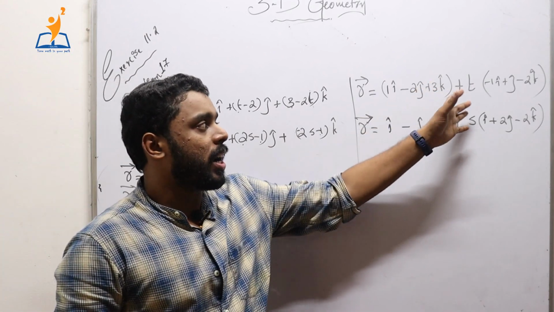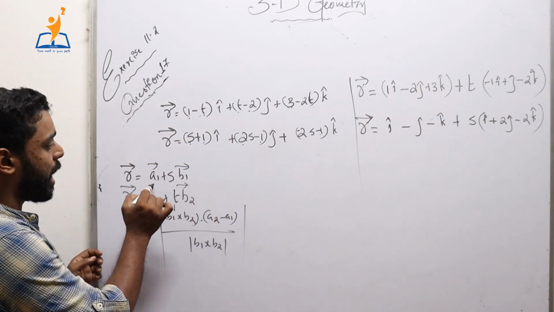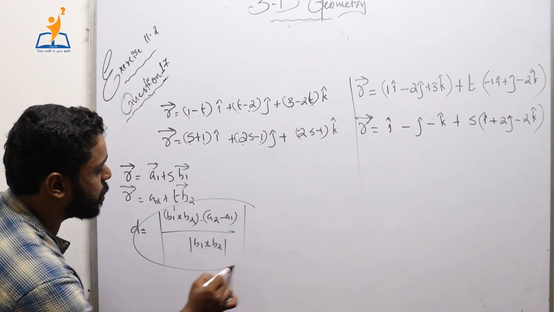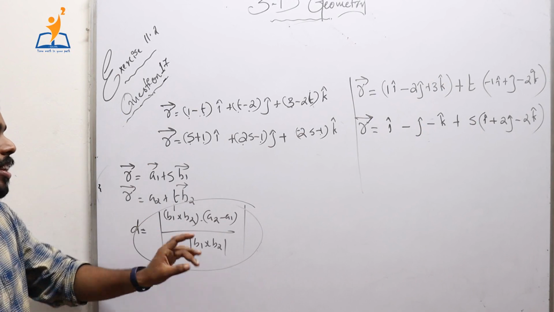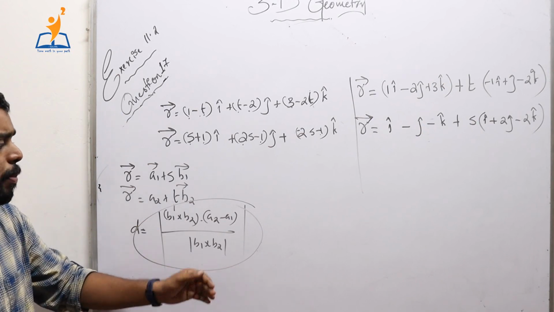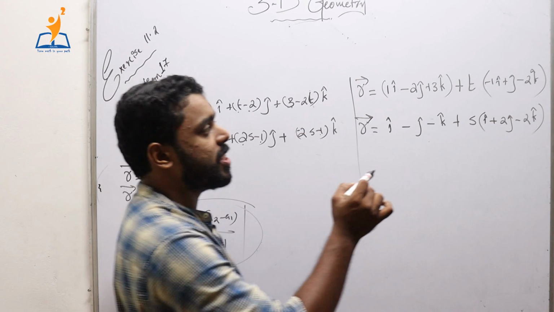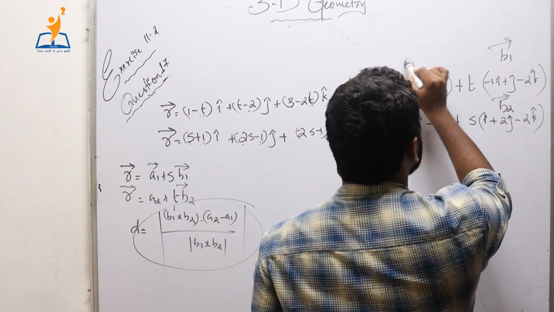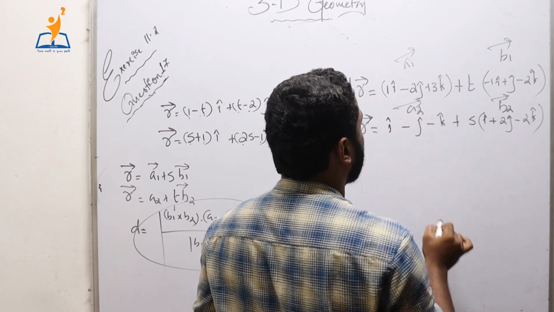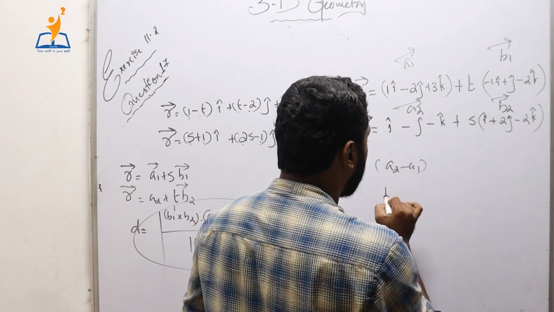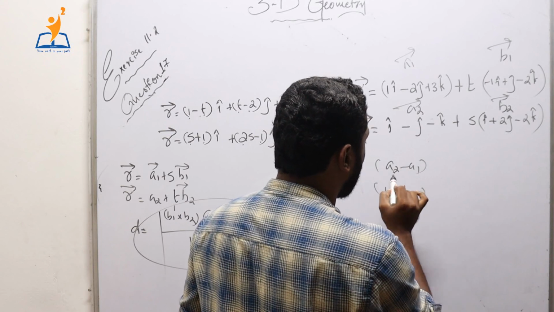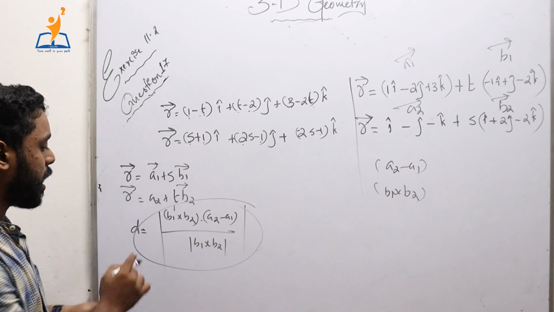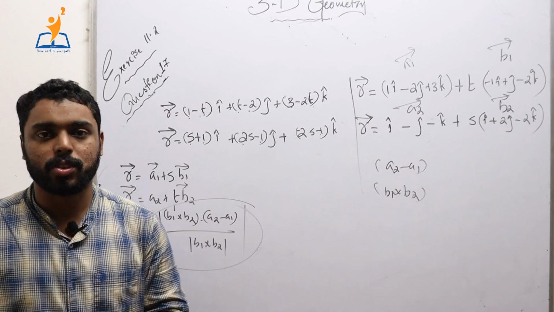So here what we have got is an equation of the form a1 plus t b1, a2 plus s b2. So the shortest distance between these two lines will also be evaluated using this formula. Very simple. Just evaluate b1 cross b2. Take this vector as b1, this as b2, this as a1 and this as a2. So you can find a2 minus a1, b1 cross b2, and the dot product of these two, and also the modulus of b1 cross b2. Take the fraction, and that will be the shortest distance between these two lines.